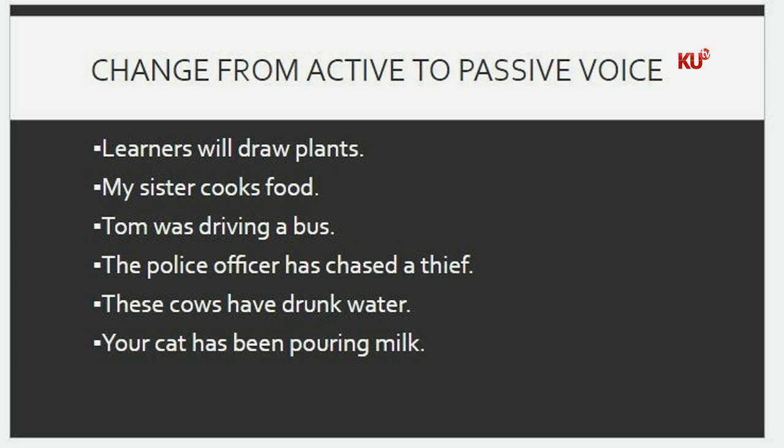These cows have drunk water. And finally, your cat has been pouring milk. So those are the 6 sentences for assignment. So before I finish the next 1 minute or 1.5 minutes, let us look at the answers.